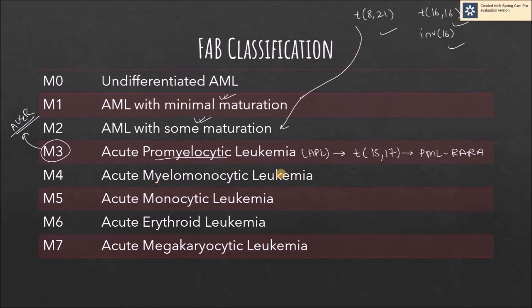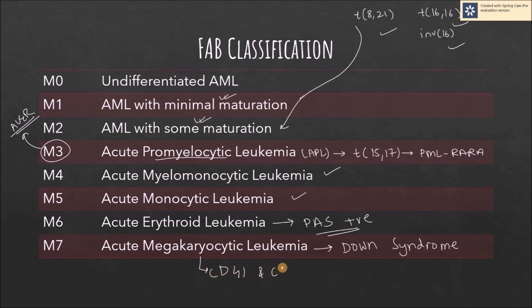M4 is acute myelomonocytic leukemia, M5 is acute monocytic leukemia, M6 is acute erythroid leukemia, and this one is the only one which is PAS positive among all. M7 is acute megakaryocytic leukemia, which is associated with Down syndrome. Other than this, it is CD41 and CD61 positive.